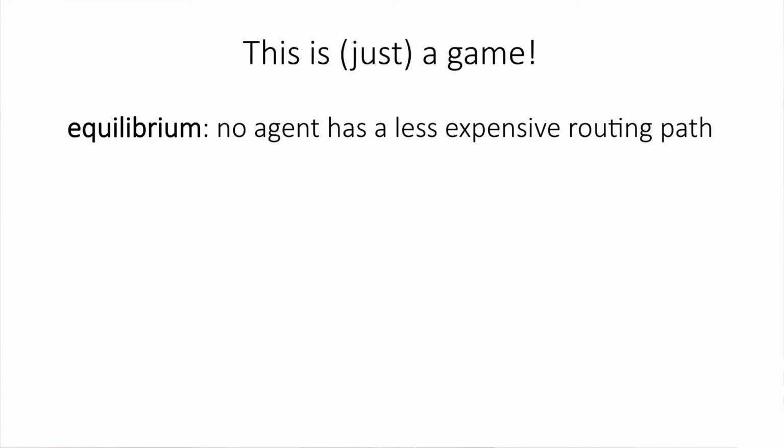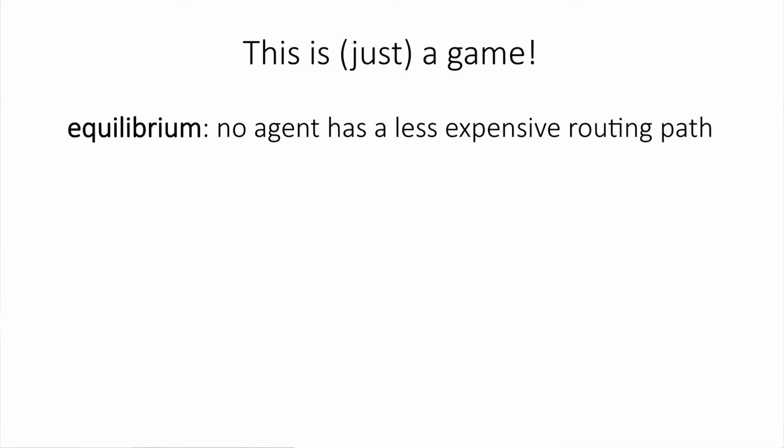Now, the first question you might ask is, do equilibria states even exist in these games? Okay. So, there are many games in which there may not be what is called a pure Nash equilibrium. So, there may not be an equilibrium where every agent chooses a single routing path. That is not the case here.